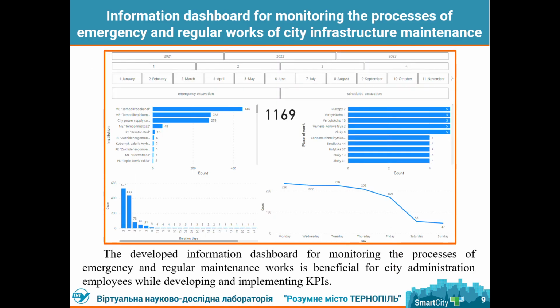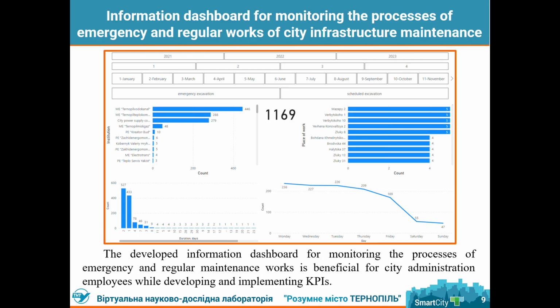From the data collections published in Ternopil Open Data Portal, 1169 sets regarding the permissions for city infrastructure facilities maintenance are consolidated for the period from 2021 to 2023. 446 Municipal Enterprise Ternopil Vodokanal, 288 Municipal Enterprise Ternopil Misk Teplo Komunenergo, 279 Ternopil City Power Supply Company. After receiving the permissions, most of the works are completed within a few days.